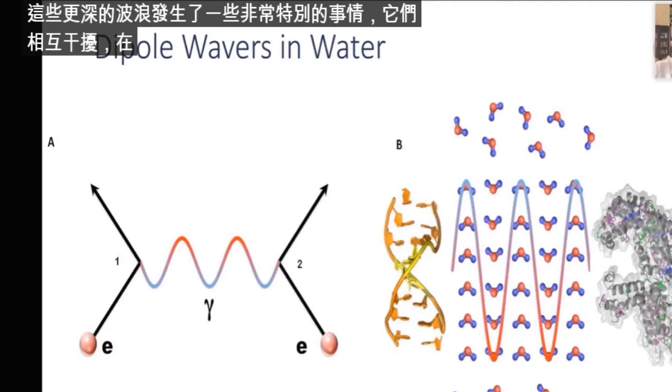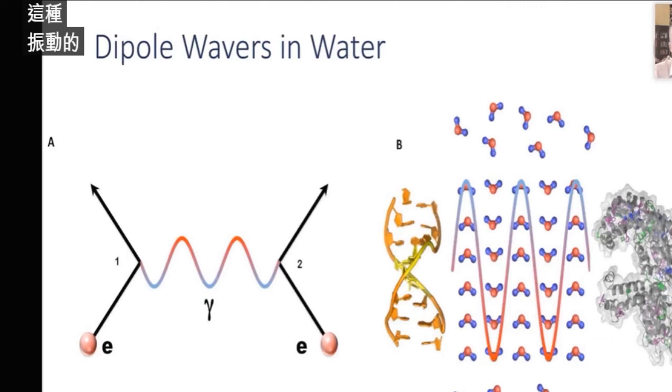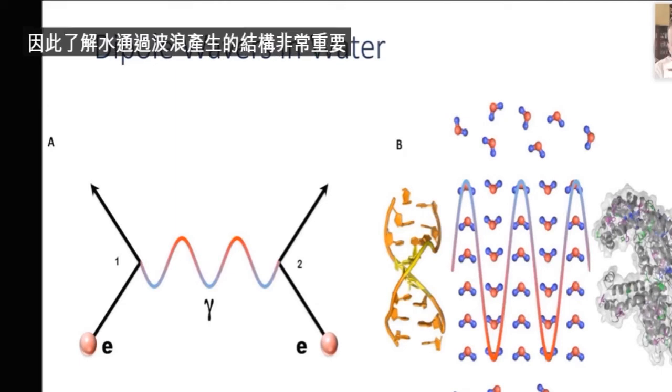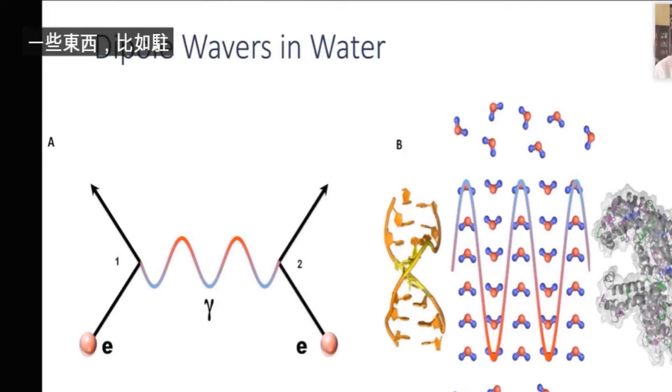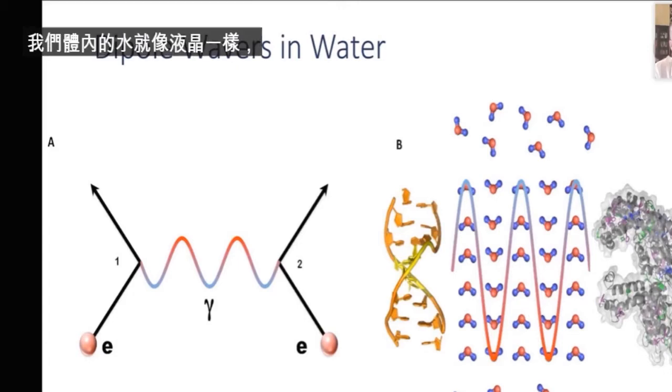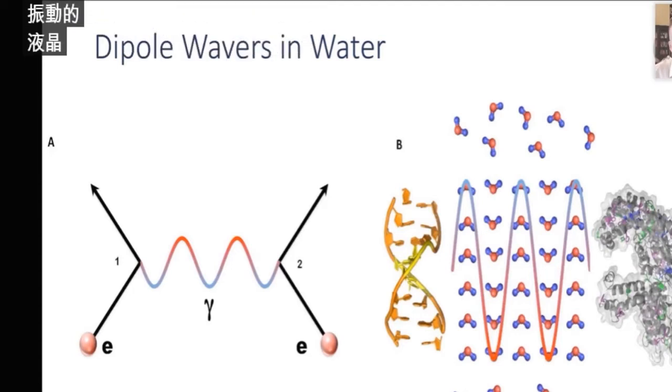And within this vibrating water, structures emerge which are actually controlled from the quantum vacuum. So that's really important to understand, that the water through the waves creates something like standing waves, so that the water within our body behaves like liquid crystals. Isn't this such a beautiful image of the water in our body? It's a vibrating liquid crystal which exchanges dipole waves, which stores light, it receives light, it stores light, it emits light.